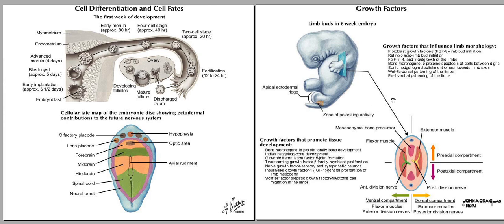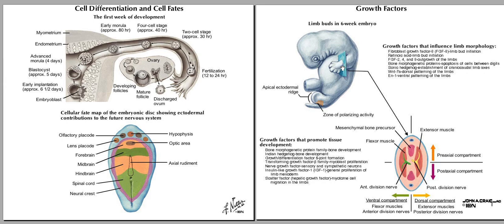The bone morphogenetic proteins: there's apoptosis of cells in between the digits, and also sonic hedgehog establishes the craniocaudal limb axis too. There's patterning of the limbs too, whether dorsal or ventral.